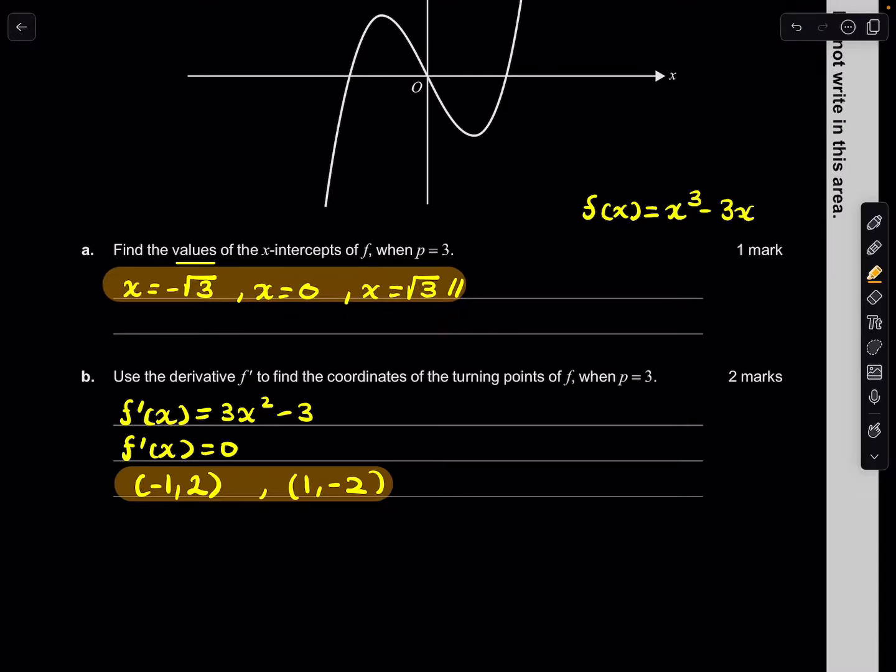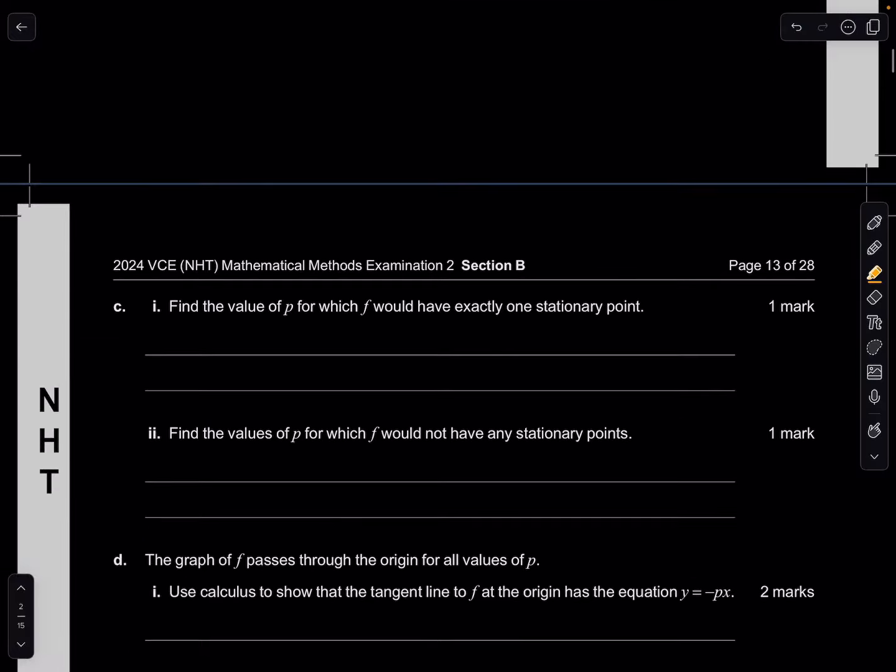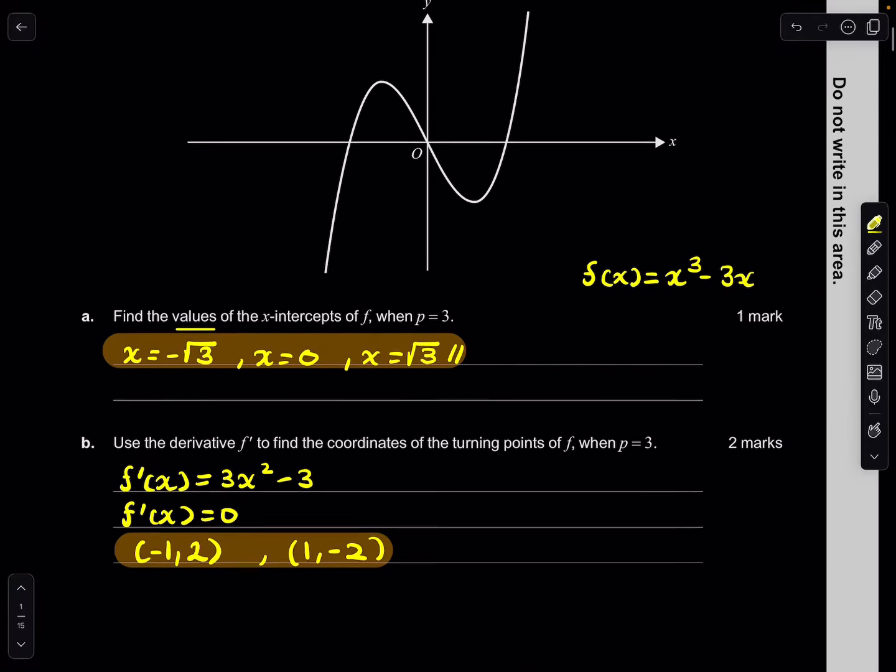All right, looks all good, no mistakes, looks nice. Next question. Let's have a try at this. Find the value of p for which f would have exactly 1 stationary point. It's only one value, just from the wording. One stationary point.